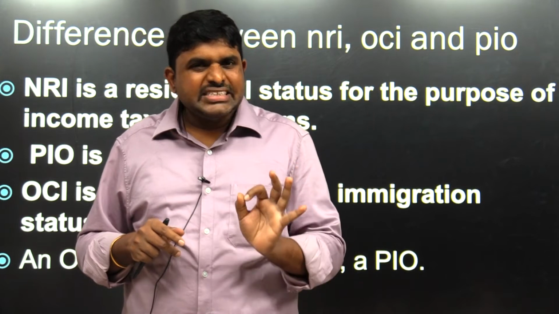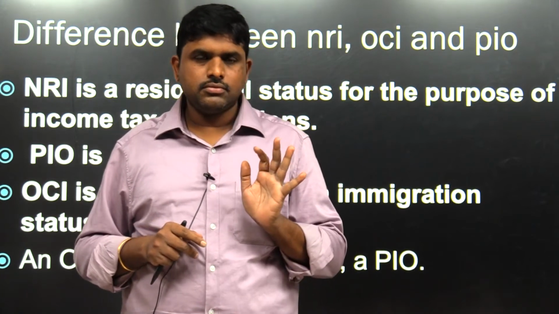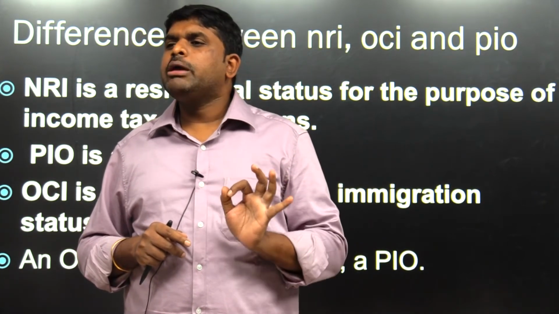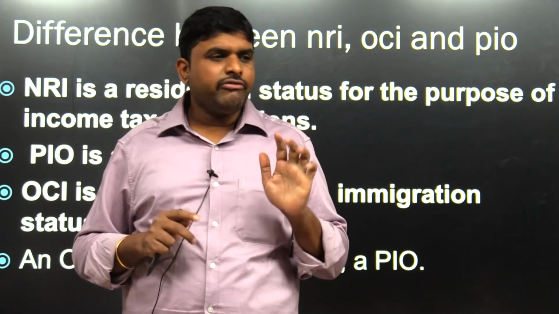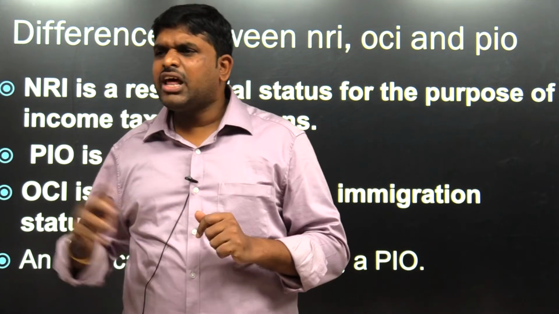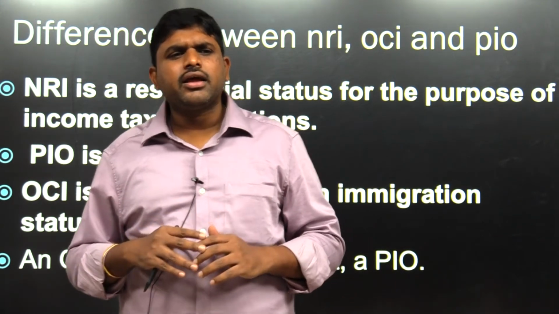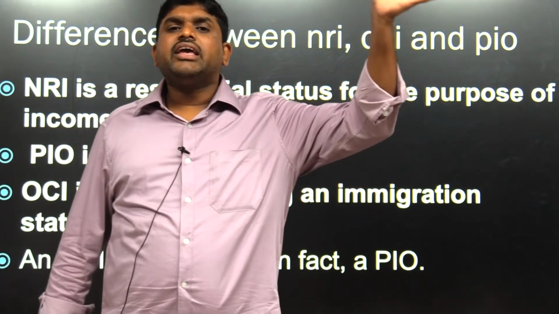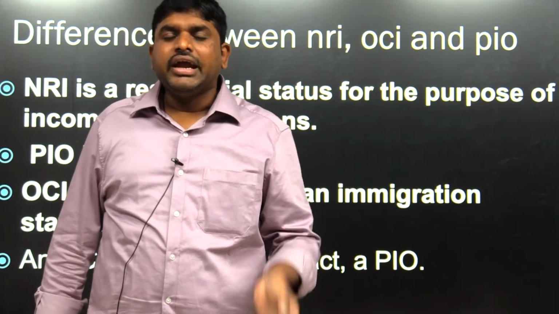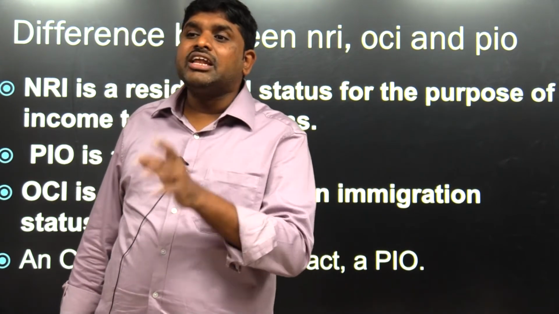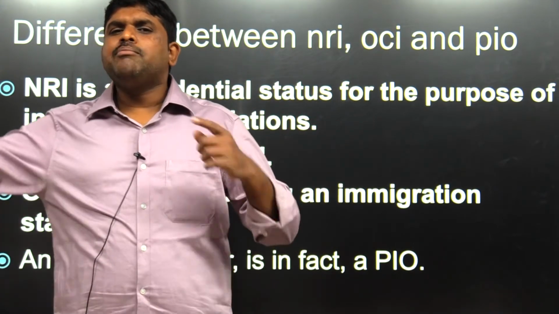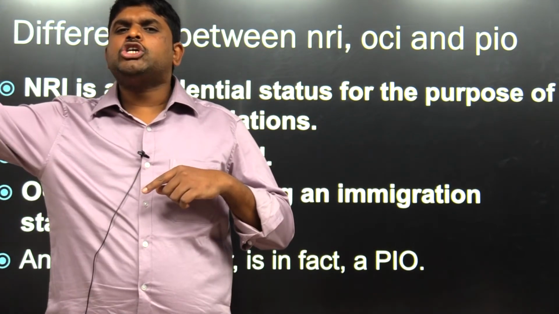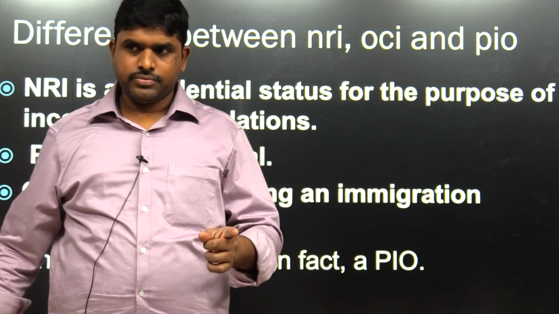NRI, non-resident of India. PIO, people of Indian origin. OCI, overseas citizen of India. Who is an NRI? NRI is not a technical term. It is just a general term used by the Income Tax Department. A citizen of India, for the time being living in another country for a project or a job, is called an NRI.